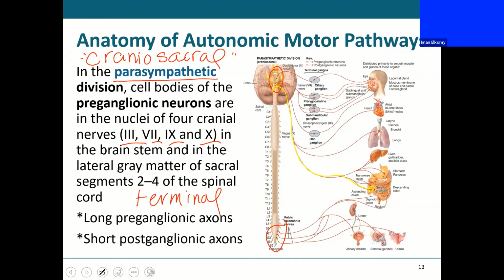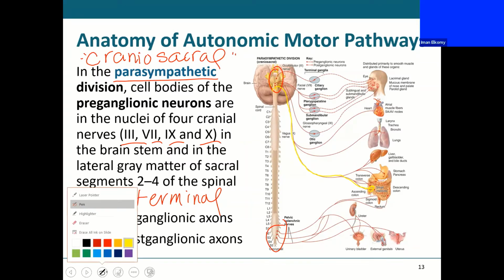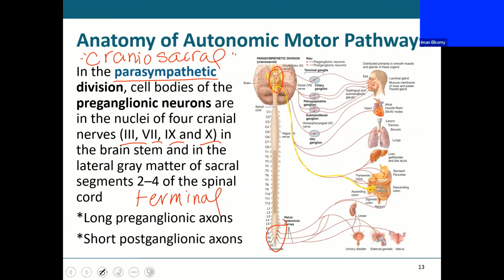Ganglions are embedded in our organs, in the walls of our organs. So that's where the ganglion is. That means that the postganglionic neuron, I'll do it in purple, is just this little part right there. Make sense? So in the parasympathetic system, you have long preganglionic axons and short postganglionic axons.